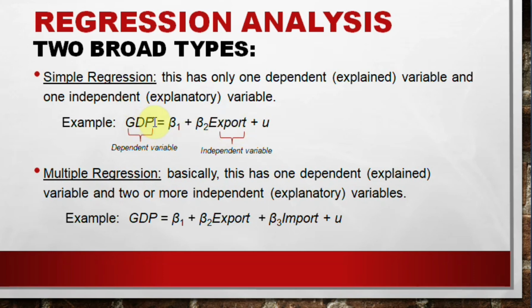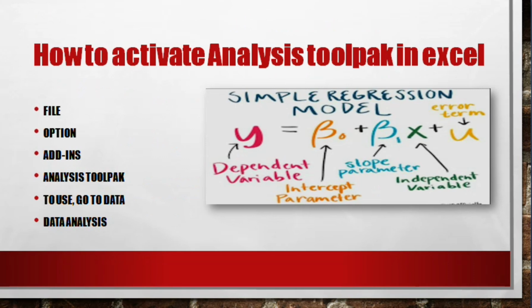So the first one before your equal sign is the dependent variable. The one inside is the independent, because GDP here is depending on export. Okay, it's depending on export. Here GDP is depending on export and import. Okay, now most Excel files do not have what we call Analysis ToolPak. It doesn't have it by default. It's something you add under the add-in.